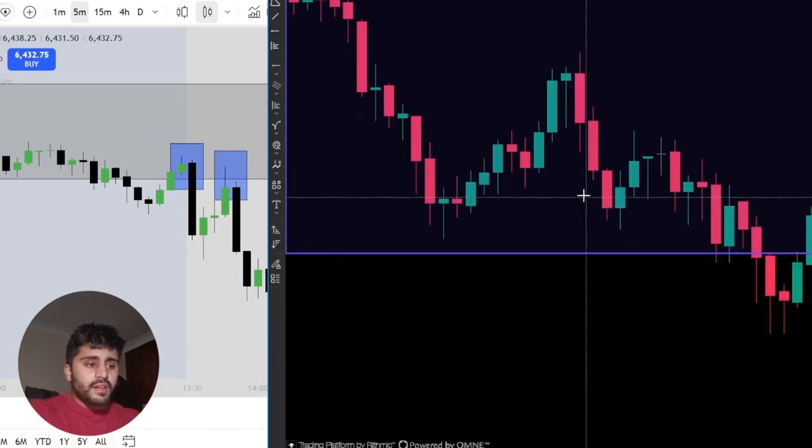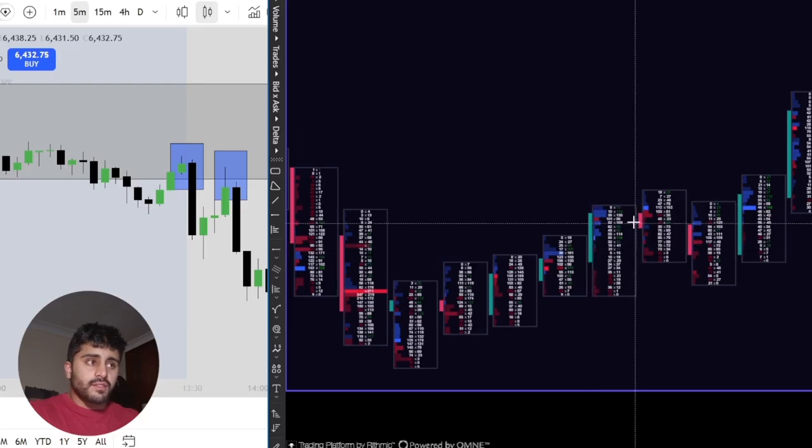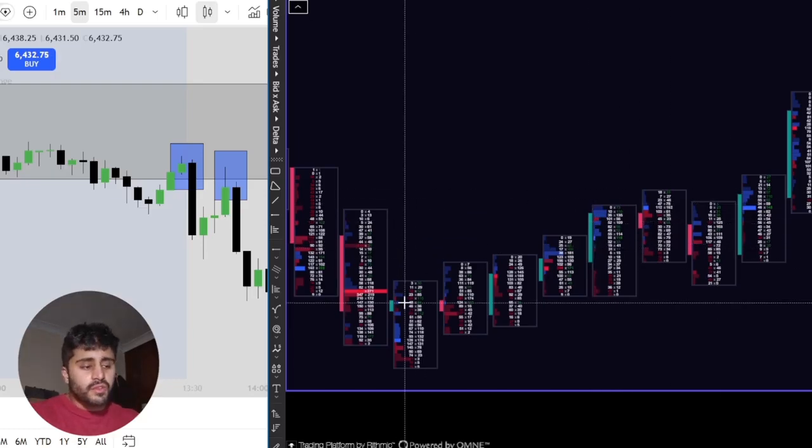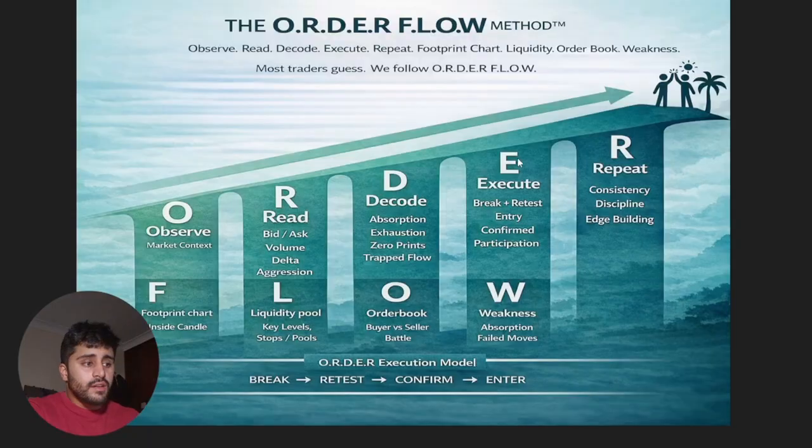So what we can see here, if we just zoom in, is a lot of this blue delta inside the candles, right? Yes, we see red delta, but the thing to note when you're finding key levels is you want to see who is aggressive in the key level and you want to start decoding it, right? That is the order flow method, right? So right now we are on the decoding, which helps us execute.